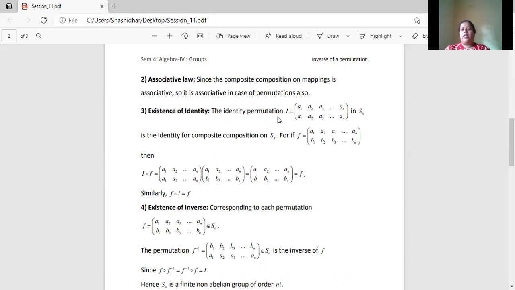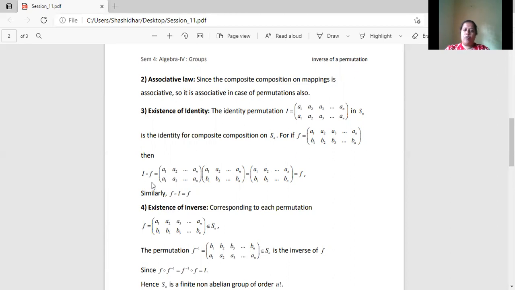Therefore, the identity permutation, what we have written, I is equal to A1, A2, A3 up to An, and their images will be: image of A1 will be A1, image of A2 will be A2, A3 will be A3, and so on, An will be An. It is an identity permutation in the symmetric set Sn, the identity for composition on Sn. Then if F is the permutation with elements A1, A2, A3 up to An, and the images are B1, B2, B3 up to Bn, then we will see the composition of I and F.